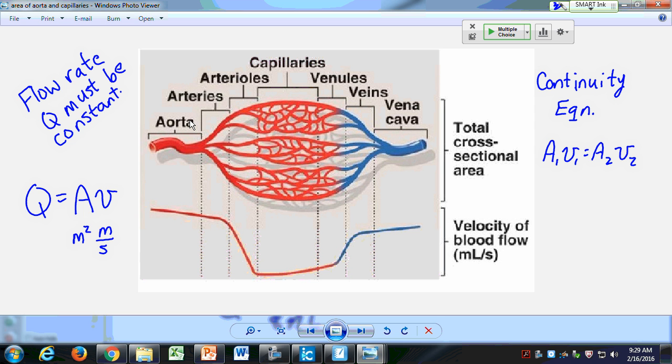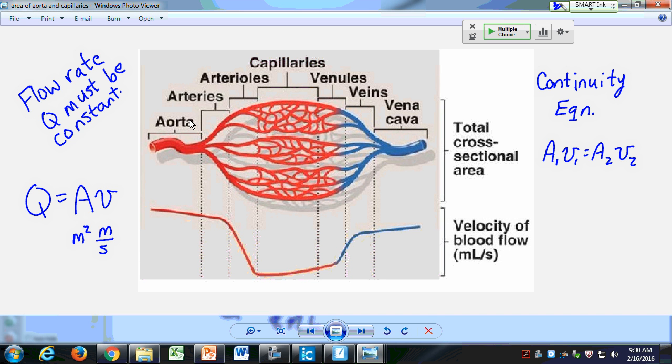So what happens to the flow of blood when it goes through the capillaries? You'd think, huh? But does it increase? No, actually, through the capillaries, it slows down. So that doesn't really jive with the whole continuity equation, right? No, but it really does.